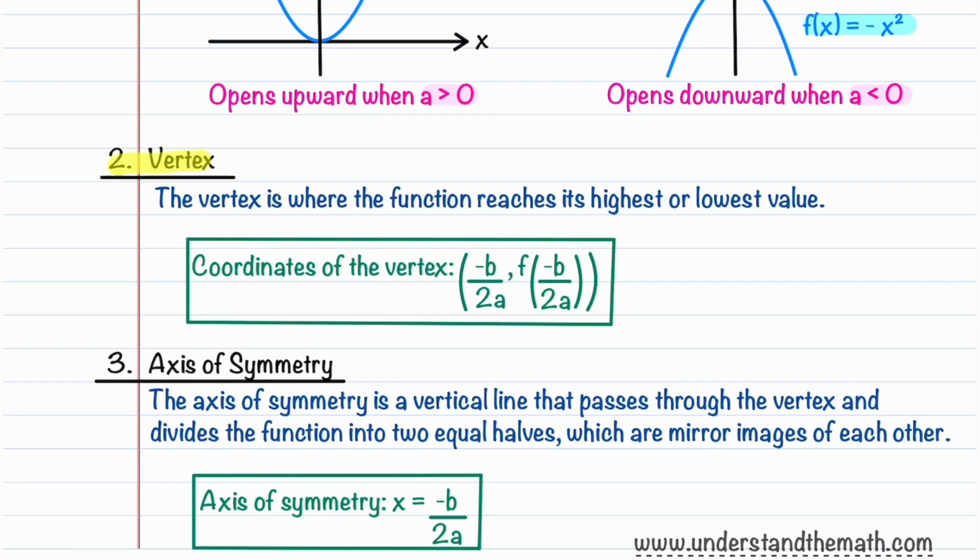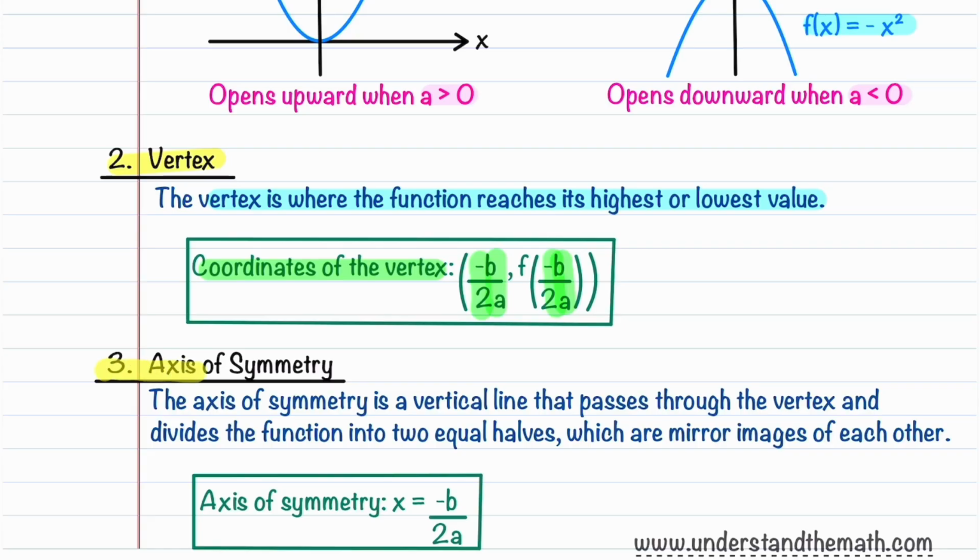Let's now learn about the vertex. The vertex is where the function reaches its highest or lowest value. It's just the highest or lowest point on the graph, depending on whether it opens up or opens down. The coordinates of the vertex are x is minus b over 2a, and then our y value is f of minus b over 2a. To find the coordinates, you get the x value by this formula, and then you plug your x value back into your equation, and you get your y value, which is your f of minus b over 2a. We'll do some examples so you can see exactly how that works.